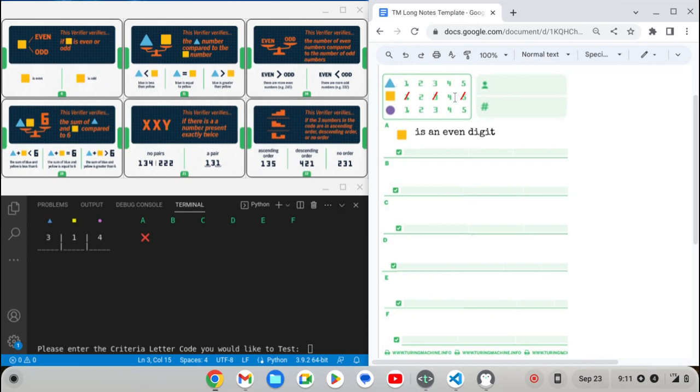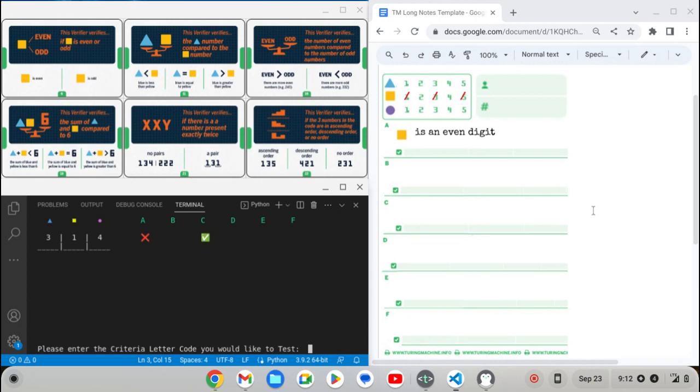Okay, so now that we've established that square is even, let's go ahead and test criteria card C. Okay, so in this case, the Turing Machine does approve of my proposal. Remember, for criteria card C, we're looking at evens versus odds. And if you notice in 314, I do have two odds to a single even, and that's what it approves of. It has less even than odds.